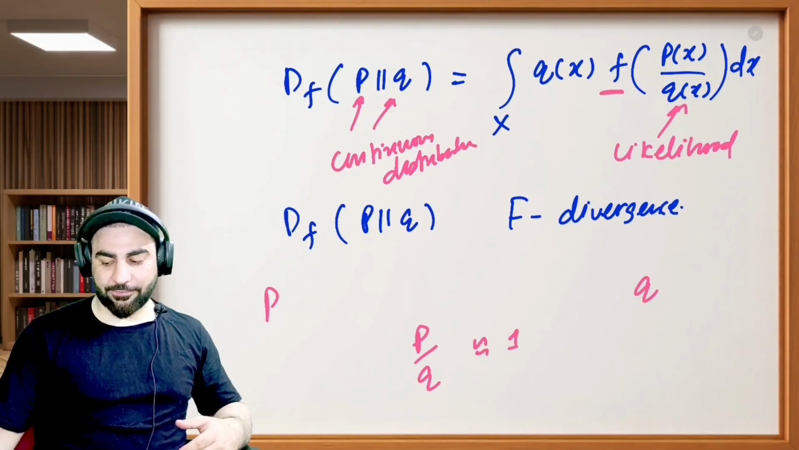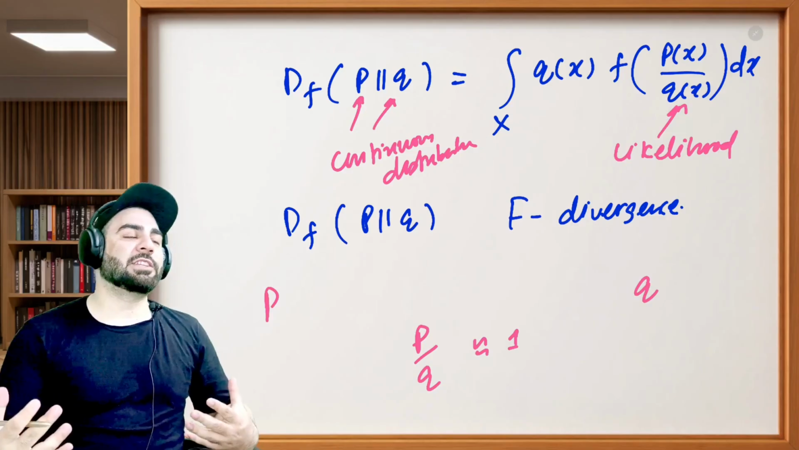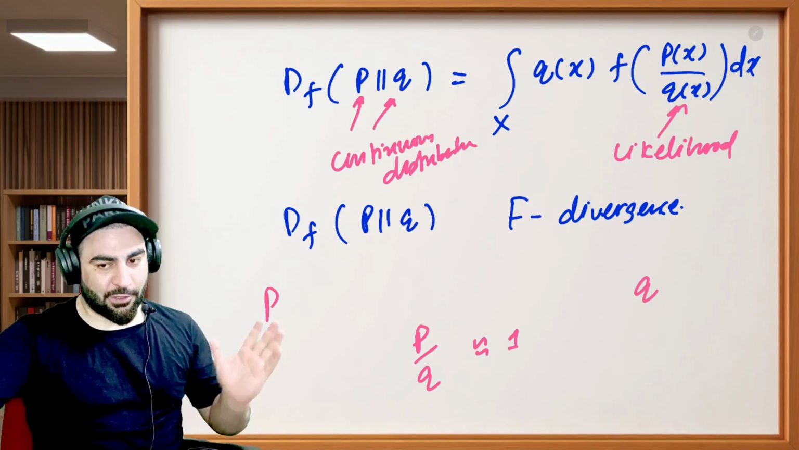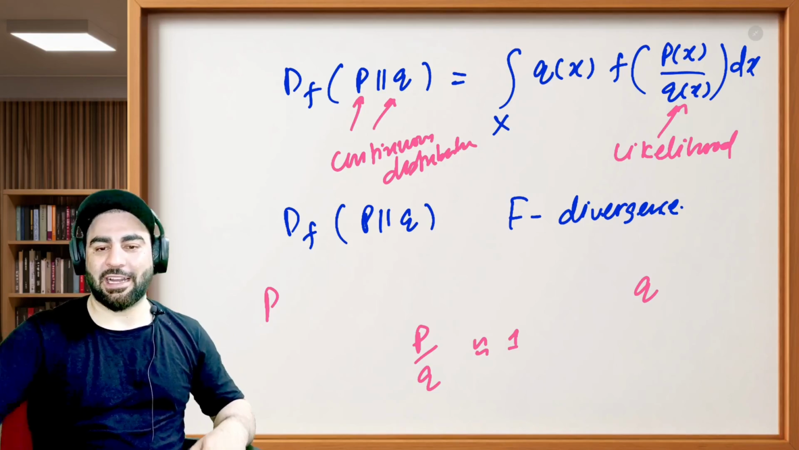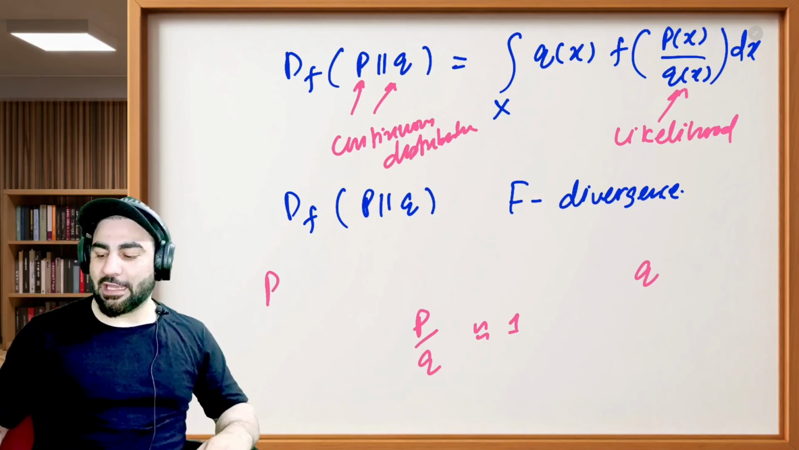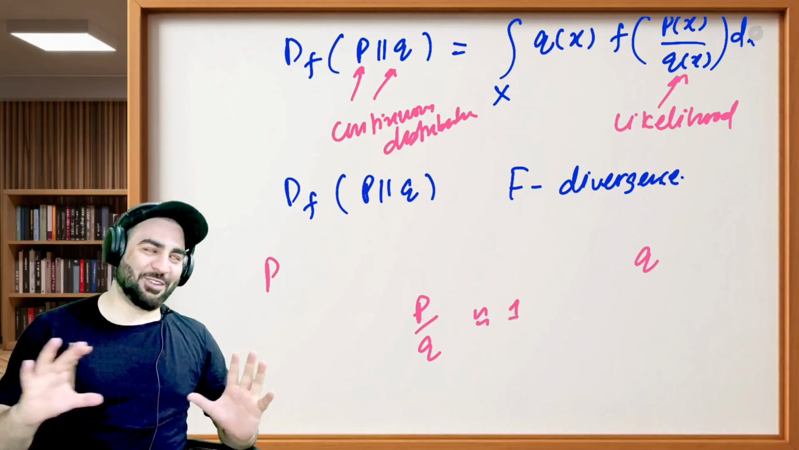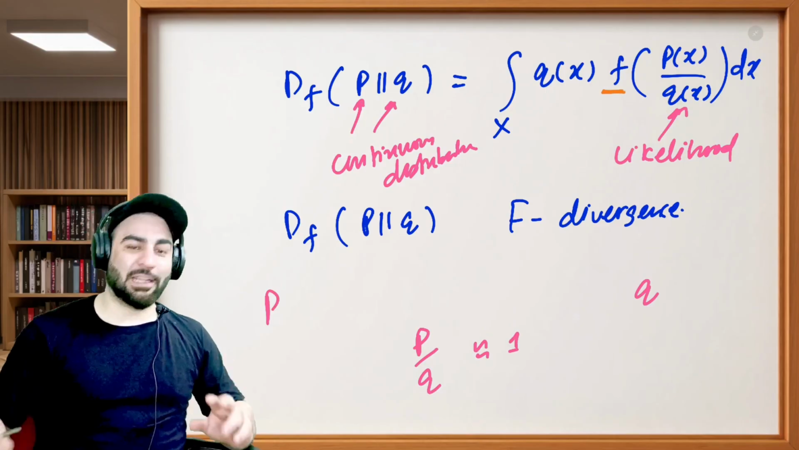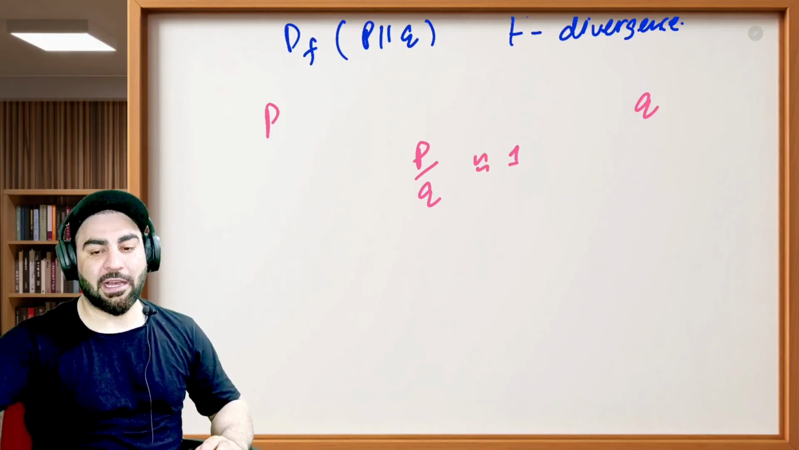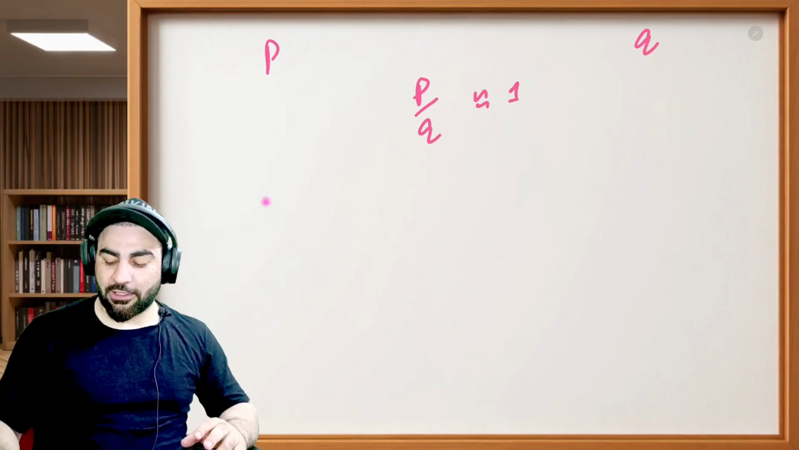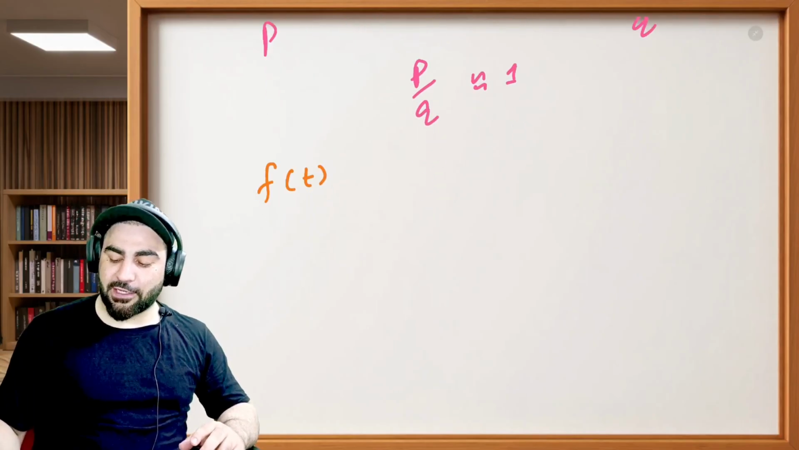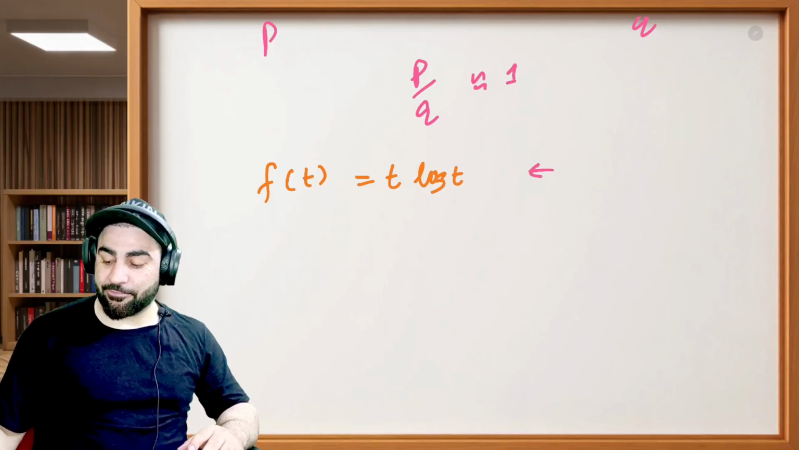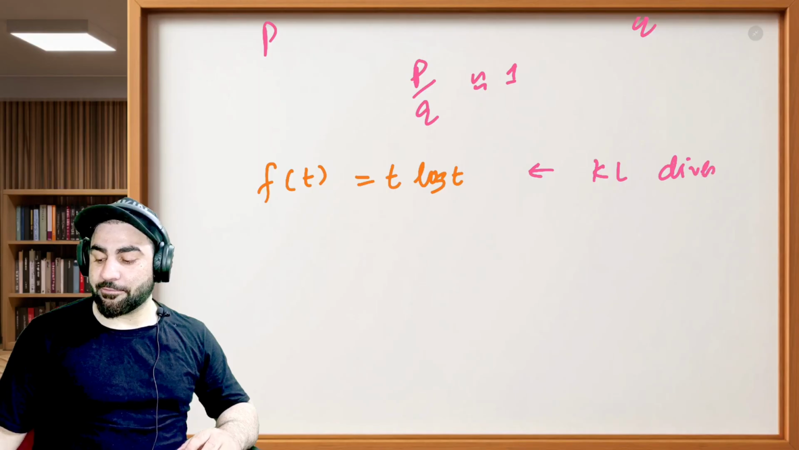And now you are given a chance of choosing this function f, and this function should have certain properties. It should be absolutely continuous with respect to q, and there are other conditions as well, but I won't go into the properties of this. And this f should be a convex function. What is a convex function? Many of you might know this. One of the functions we can use in our case is t log t. If this function f of t is equal to t log t, then this over here is KL divergence.